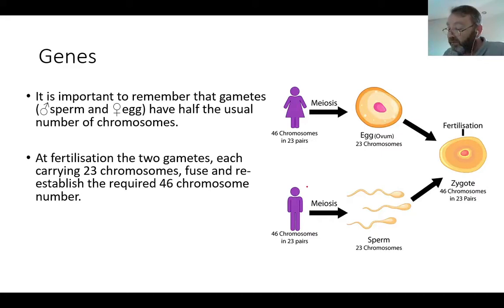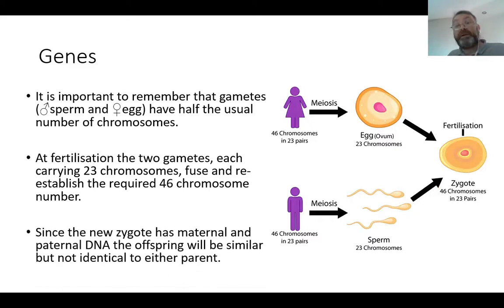The male, again, normally has 46 chromosomes in 23 pairs, but some of those cells undergo meiosis and become sperm cells with 23 chromosomes. And when these two meet, they will re-establish in the zygote 23 pairs of chromosomes, or 46 chromosomes in total. Now here's the important thing. Since the new zygote has maternal and paternal, maternal meaning from mother, paternal meaning from father, the new zygote has both maternal and paternal DNA.